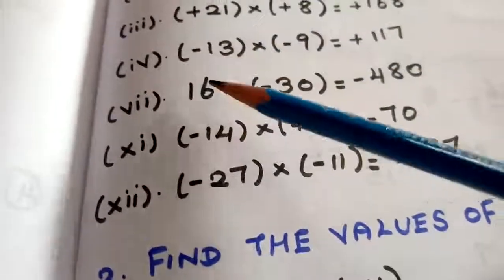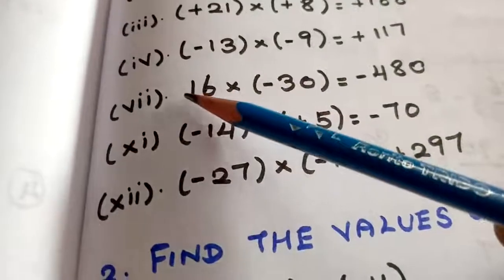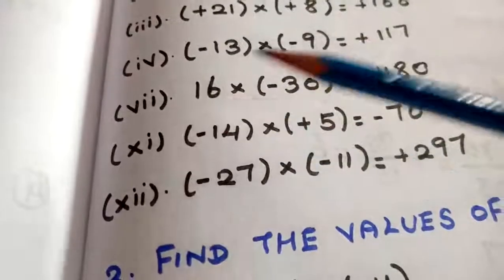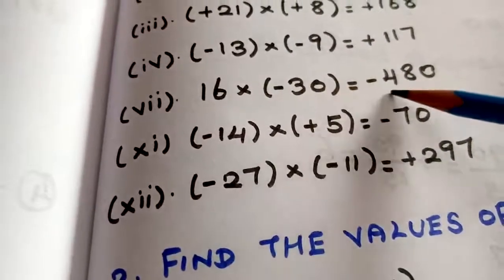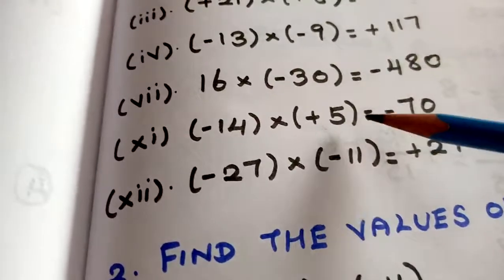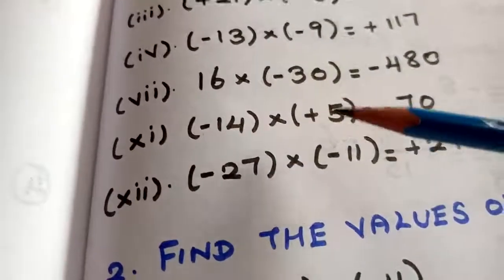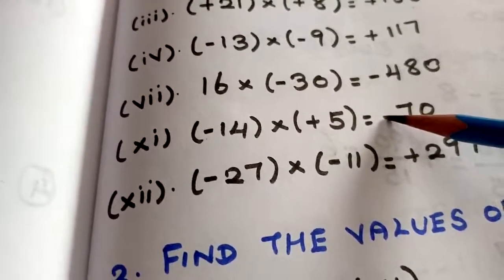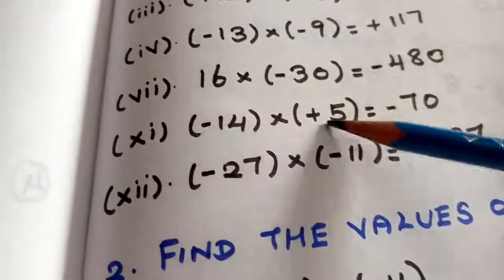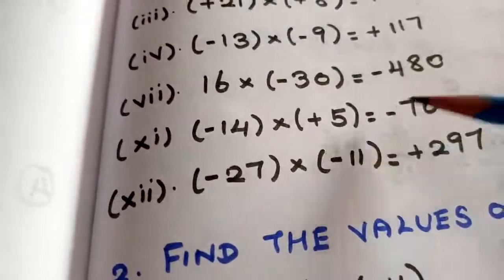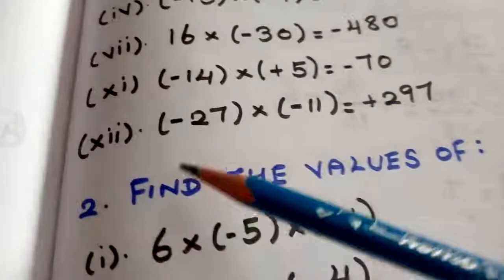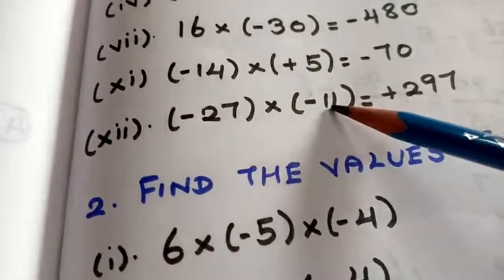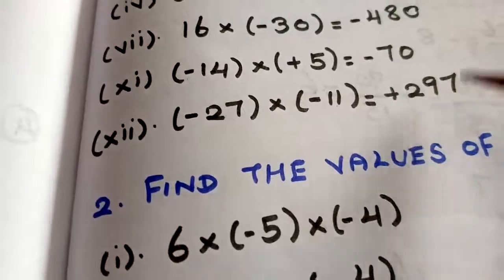Seventh question, if you see here, plus into minus, if there is no sign, it is considered to be plus. Plus into minus, minus 16 into 30, you are going to get the value as 480. And in the same way, minus into plus, minus, first we are multiplying the sign, students, and then we are multiplying the number. So minus into plus, minus 14 into 5, you are going to get the value as 70. Coming to this question, minus into minus, plus 27 into 11, you are going to get the value as 297.